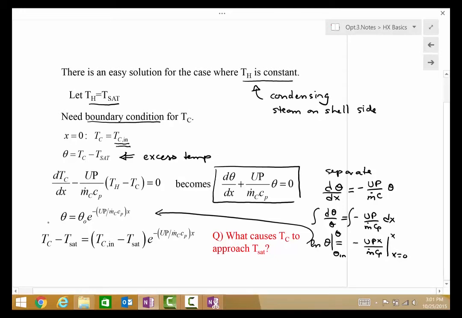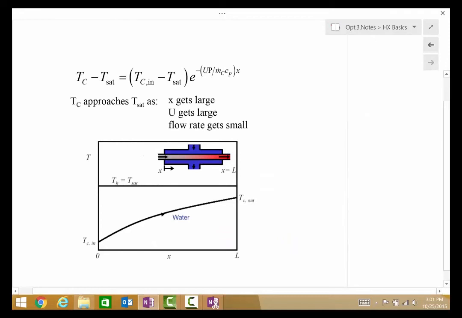When we take it back from the excess temperature to the true temperature, we just get this simple relationship for Tc. So we understand what the solution means, and the solution is relatively straightforward. It says that Tc approaches Tsat, or that hot temperature, as the length of that heat exchanger gets very large, or as the heat transfer rate gets very large, or as the flow rate gets small.